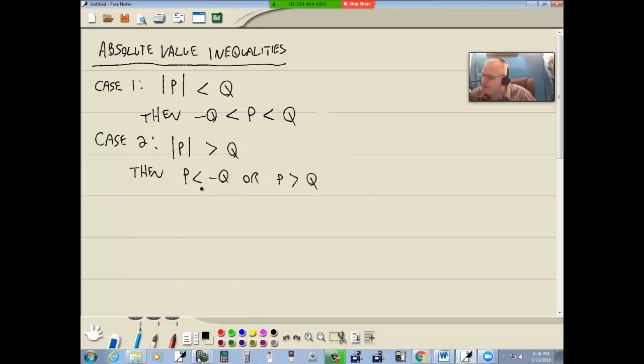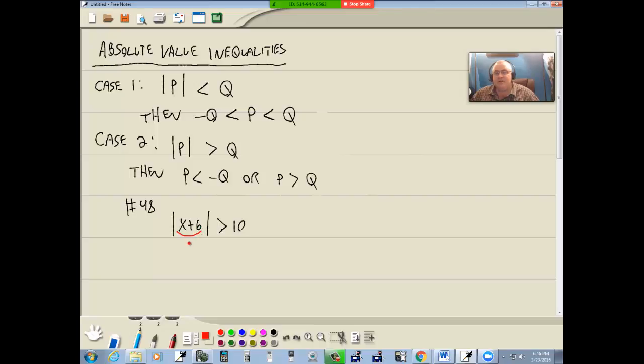The greater than case. Let's look at 48. Got the absolute value of x plus 6 is greater than 10. Now notice the absolute value is by itself on the left side again. There's nothing in front of it. There's nothing after it. And so this will be case 2 because this symbol is a greater than, and this is a greater than formula.